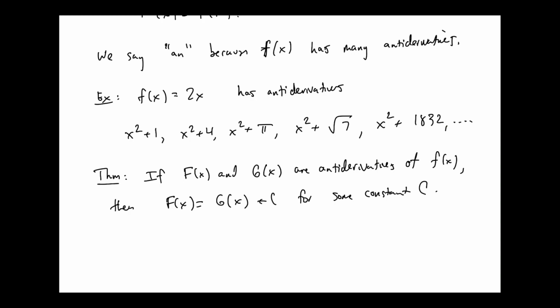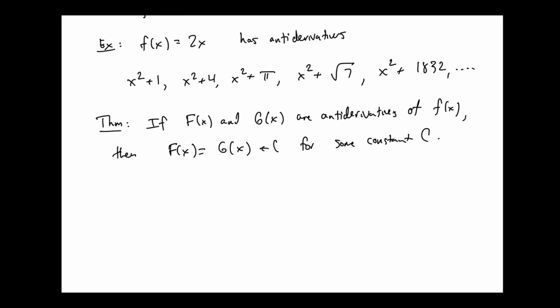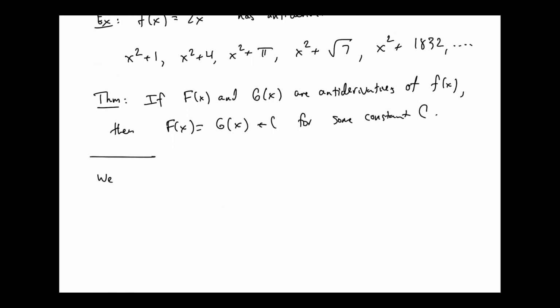So if we look back up at our little list for the example, x squared plus 1, x squared plus 4, x squared plus pi, and so on, there are infinitely many things there, but they're all basically the same. The only thing that is different between all of them is the value of that constant. And so what we'll say is that x squared plus a constant is the antiderivative of x squared, or sorry, 2x.